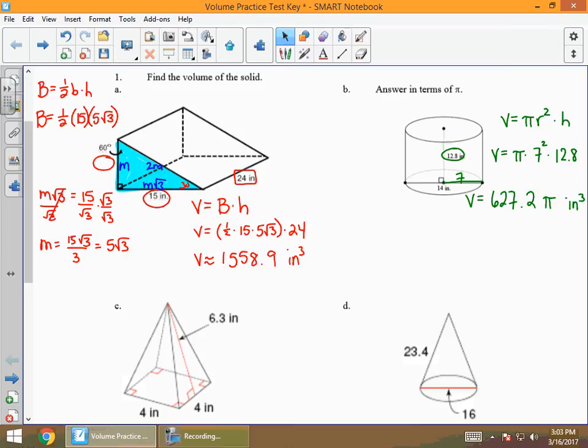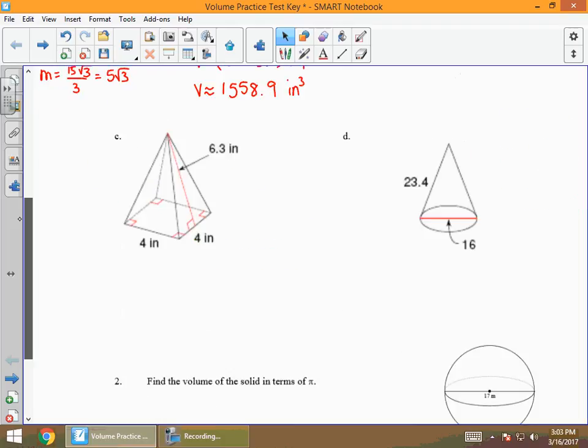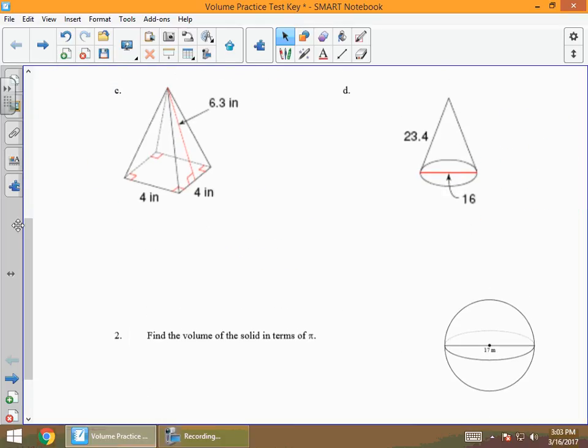And that is the second one. That's part B. Okay, letter C. C and D both have the same kind of a situation going on here. They tell you a slant height. I need a height. So here is the height. This is the height. This is a 90-degree angle.